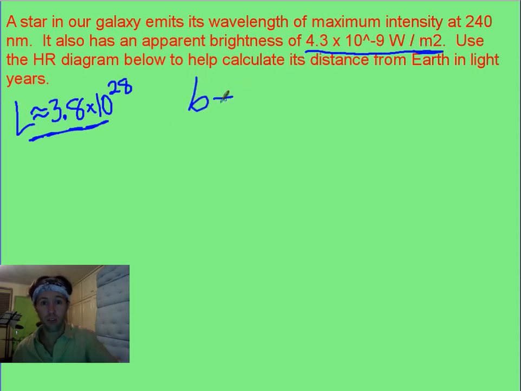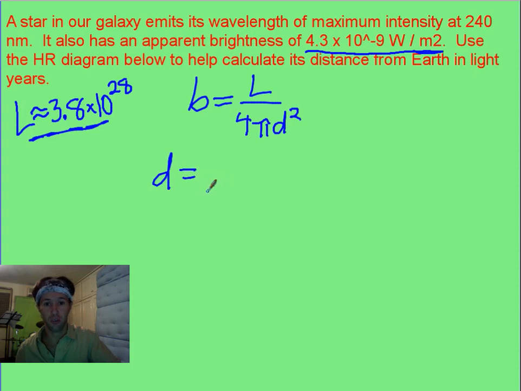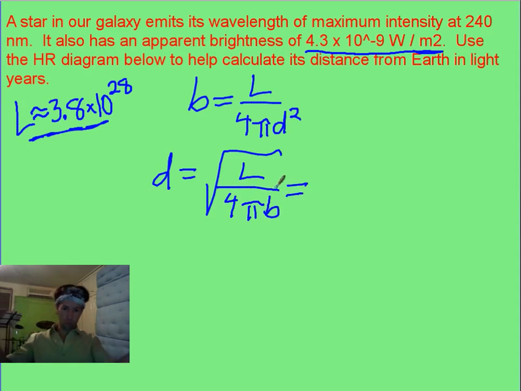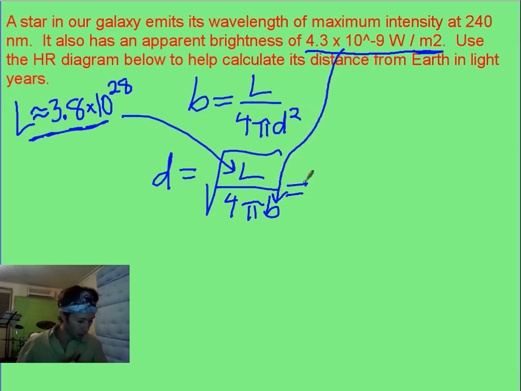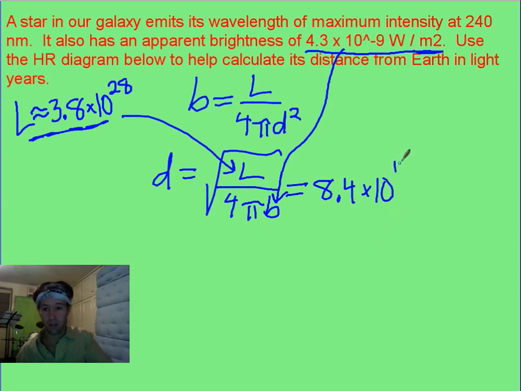And we can now use this equation for brightness, luminosity and distance to find this magical distance. We rearrange and we're going to get this equation. Once you plug all of your numbers in, luminosity goes in here, brightness goes in here, you will get something like 8.4 times 10 to the 17th meters. A lot of meters. But we want to know what it is in light years.